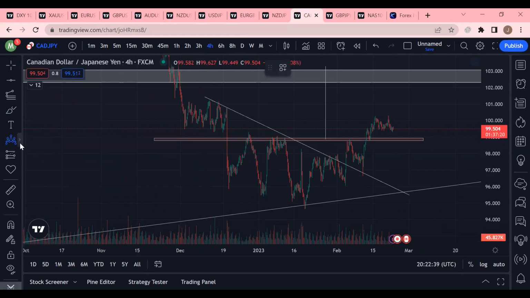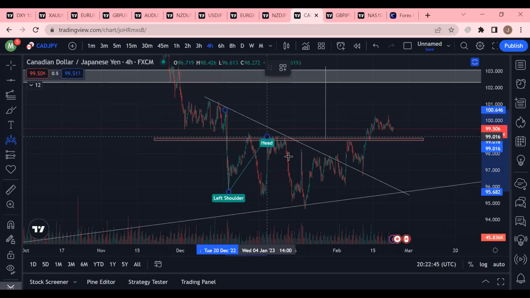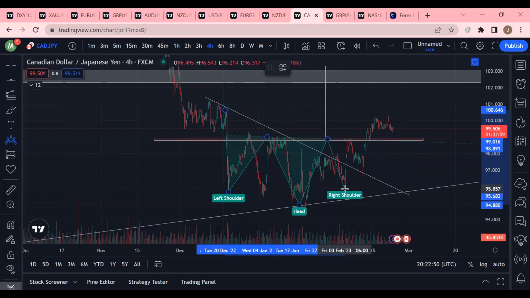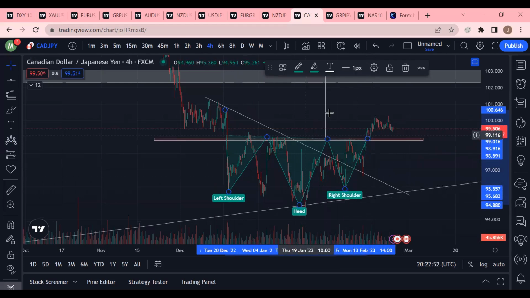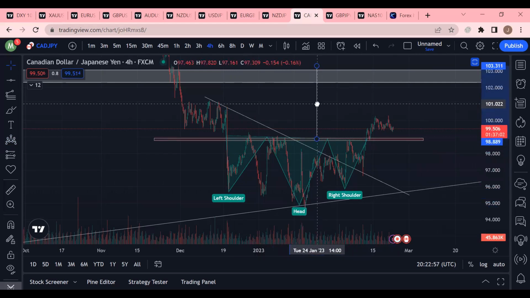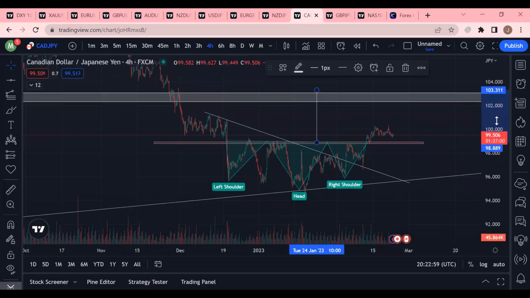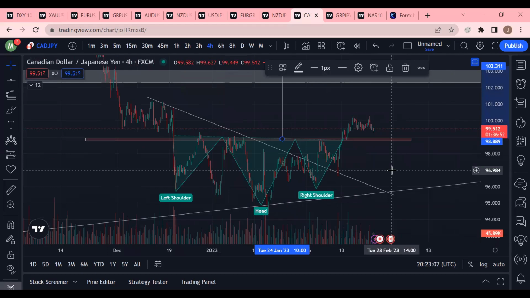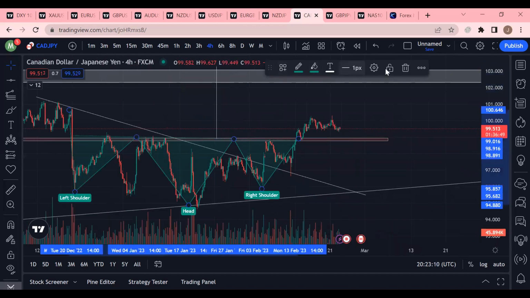You have your head and shoulders pattern here already. So this was the head. Sorry, left shoulder, right shoulder, head. I guess we're in the right shoulder. And the target of this from here to here on CAD JPY is about 950 pips. So let's say we reverse from here. That's about 700 pips again into the future. So this one is even clearer.